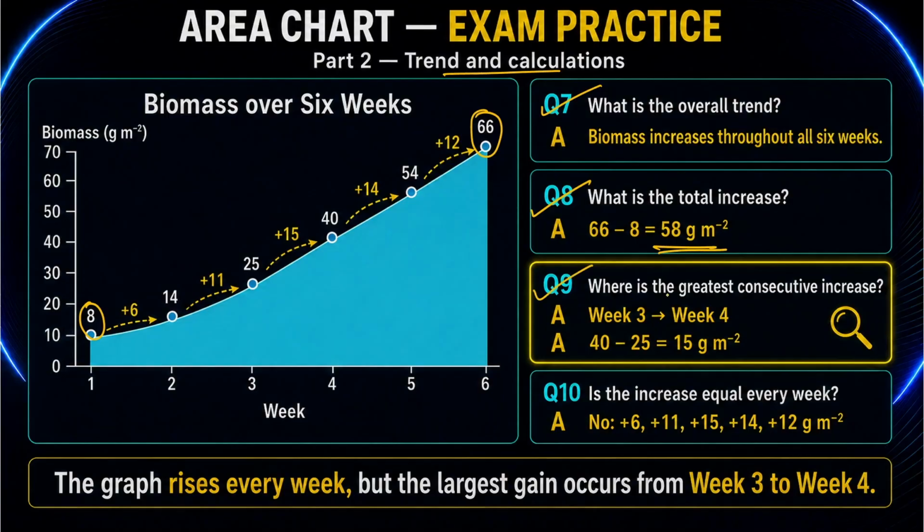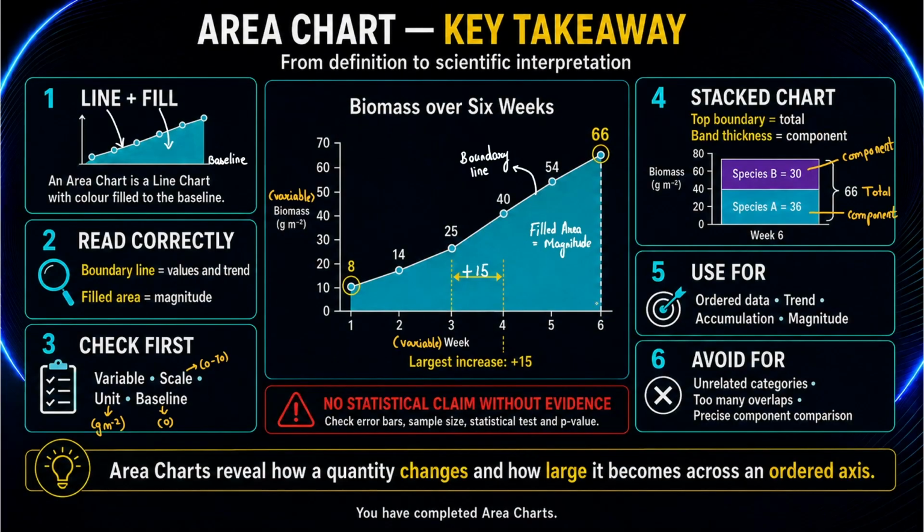Question 9. Where is the greatest consecutive increase? It occurs from week 3 to week 4. 40 minus 25 equals 15 grams per square meter. Question 10. Is the increase equal every week? The answer is no. The weekly increases are 6, 11, 15, 14 and 12. Therefore, the graph rises every week, but the largest gain occurs from week 3 to week 4. Now let's conclude area chart with the key takeaways.